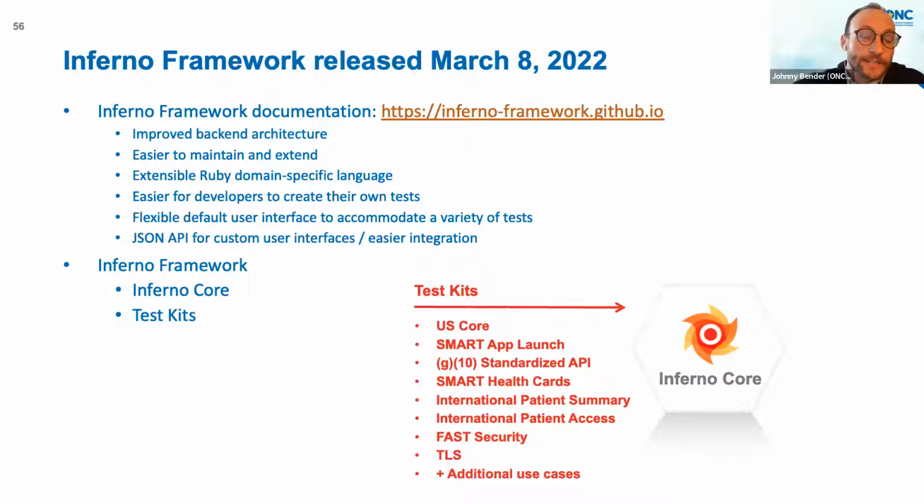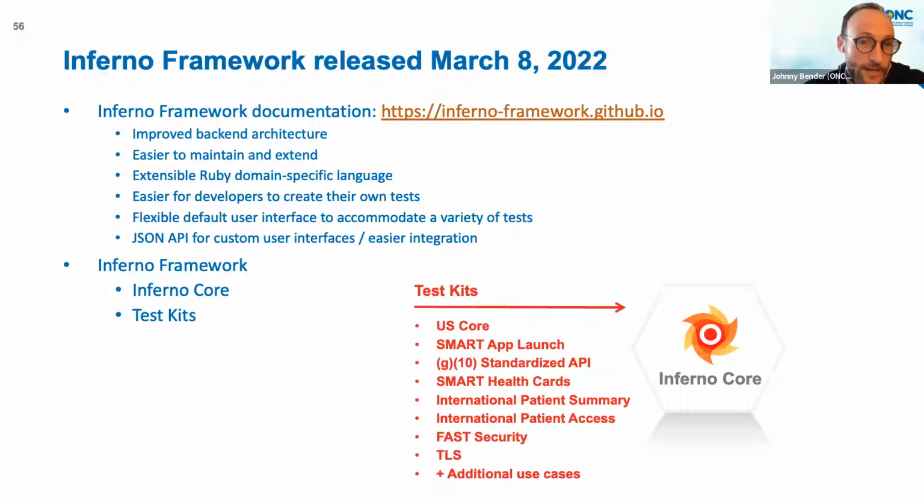We'll try and quickly walk through this. We had the Inferno framework released in the spring of 2022, which I'm sure most folks are aware of. We did this to provide a number of underlying enhancements to Inferno, including the backend architecture. We defined a Ruby domain-specific language that can be used to write tests for Inferno. And we did this with the aim of making it easier for developers to create their own tests. And I'll go into some more details that are listed on this slide in a bit.